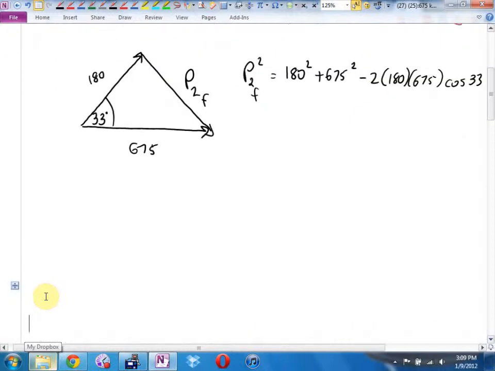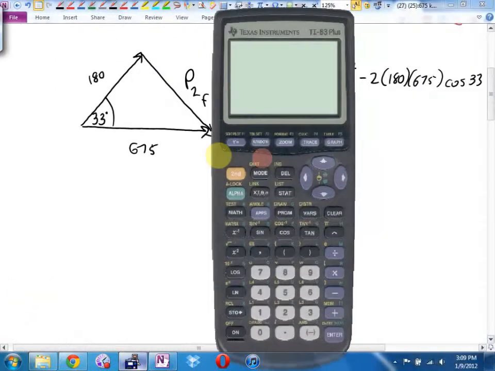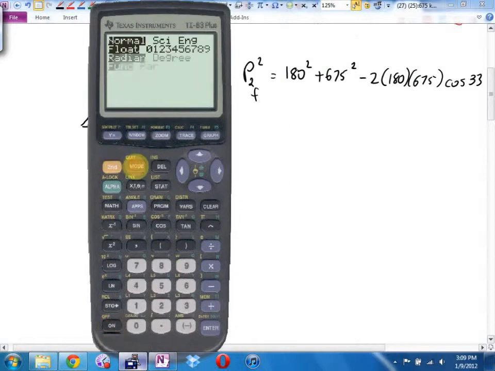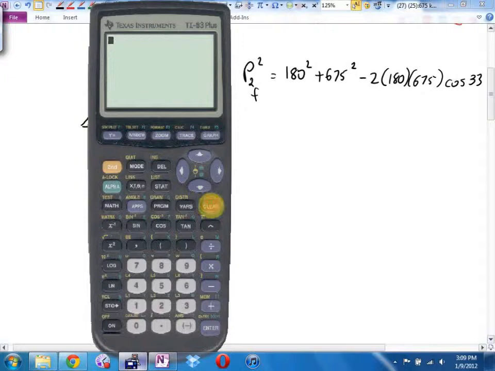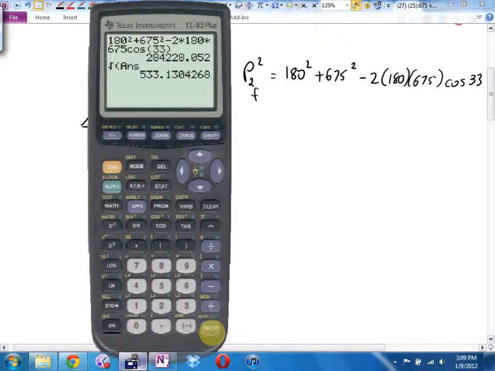Let's see. Mode. I'm in radians now. 180 squared plus 675 squared minus 2 times 180 times 675 cos 33. Oh, square root. Do you get a final momentum of object 2 of 533.13?